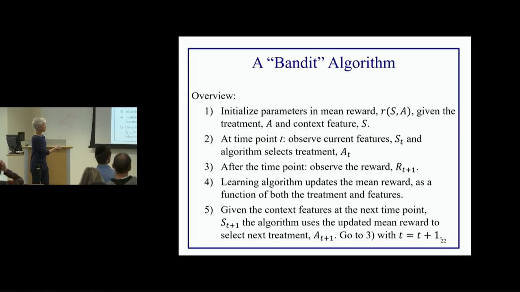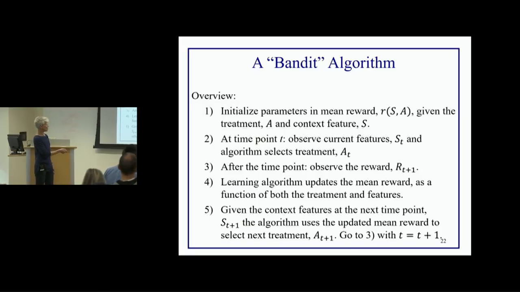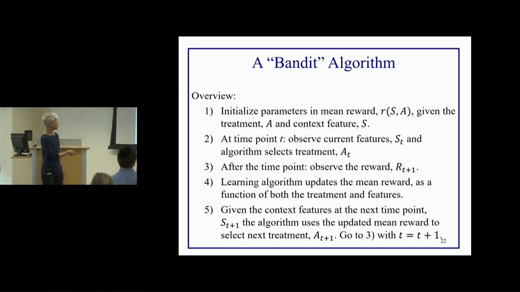And then you have your algorithm. What it does is take that context, that action, and that reward, and update this mean function. So you have some parameterized mean function. It updates those parameters. Then it goes on to the next time point, and the algorithm uses that updated mean reward to, in some way, select the next treatment. And then you just continue cycling through time. Different bandit algorithms use that updated mean reward in different ways to select the next treatment.